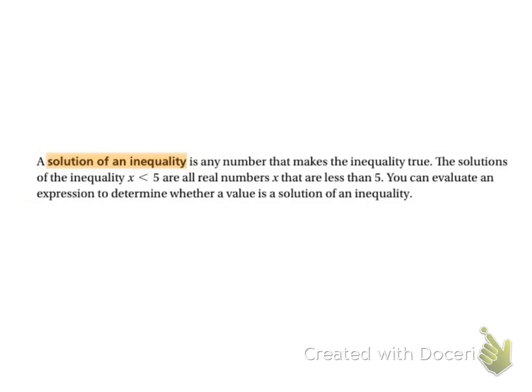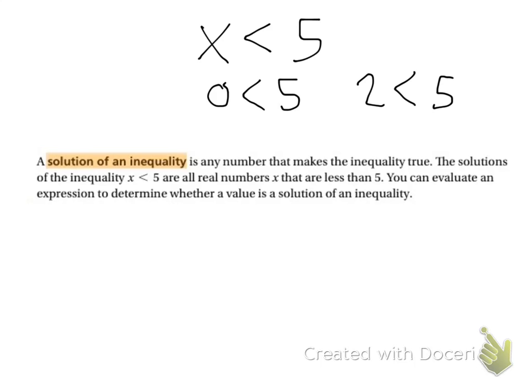Okay, a solution of an inequality is any number that makes the inequality true. So when we were solving equations, we only had one answer. We'd only get one number, x equals 2, y equals -3. But now, since we're using inequalities, we can have multiple numbers. So if my inequality is x less than 5, any number that's less than 5 will work. I can plug in 0, and 0 is less than 5. I can plug in 2, 2 is less than 5. I can plug in -10, -10 is less than 5. There are multiple answers to an inequality.